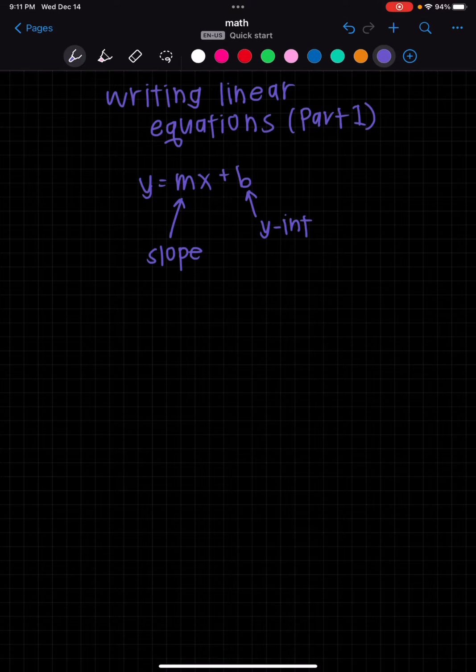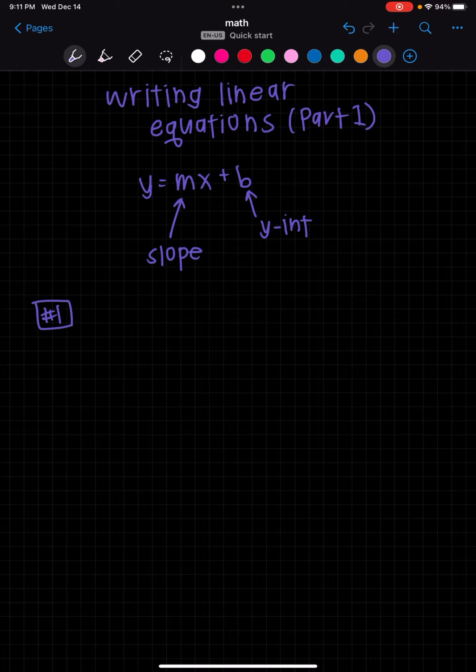We're going to use the same formula that we were using last time, which is the slope-intercept form, y equals mx plus b, where m is the slope and b is the y-intercept. The easiest way to do these is to start by finding the slope and the y-intercept from the graph, and then write your equation, replacing the m with the slope, replacing the b with your y-intercept, and keeping the y and the x. So let's start going through some examples.